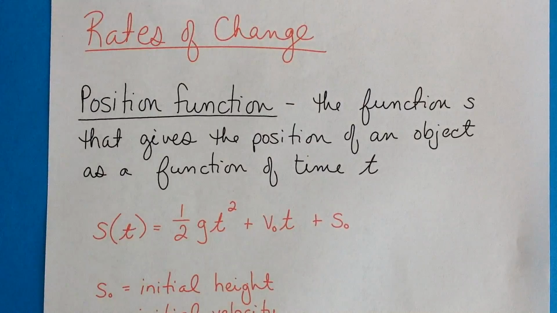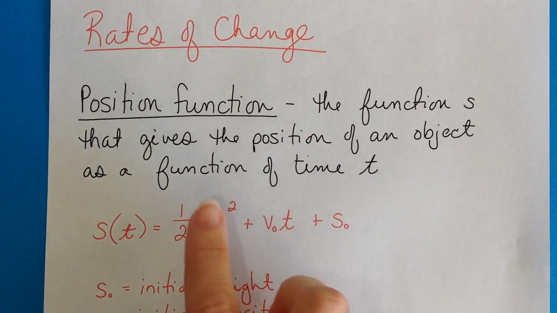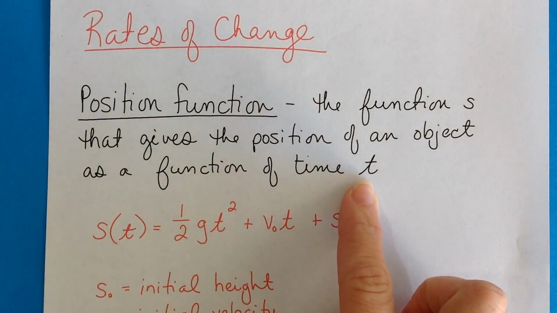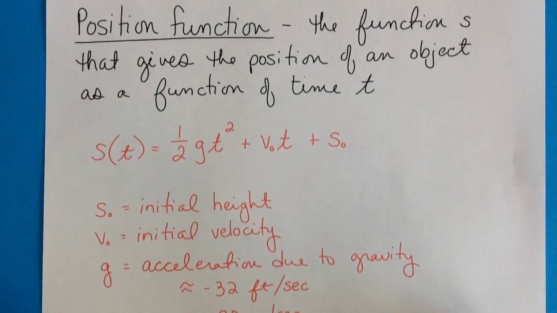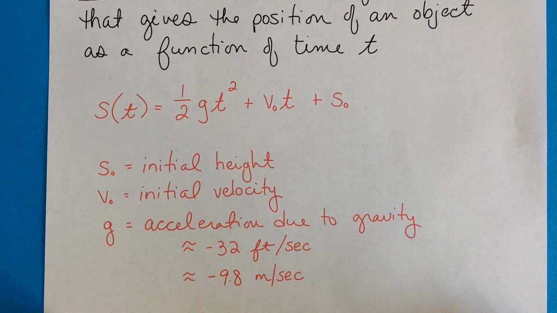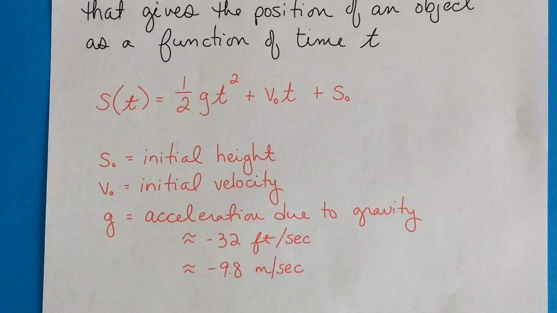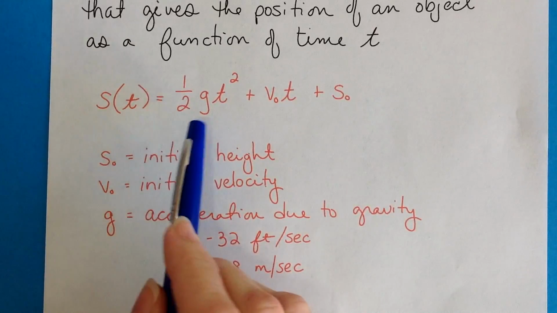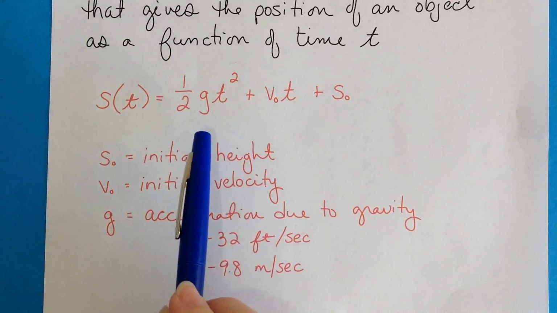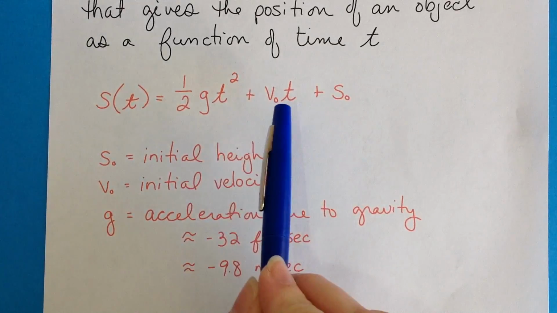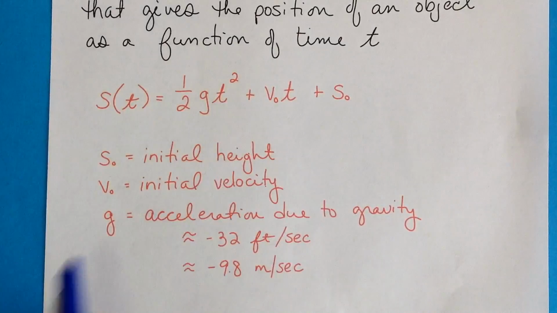So the lowercase s is always going to represent what's called the position function, and it's just going to be with respect to t. They're using t for their variable just because it stands for time. Okay, now what each of the variables stand for in the position function, you've got 1/2 times g times t squared. So the t squared and the t are the variables. So we just need to talk about what g, the v sub 0, and the s sub 0 stand for.